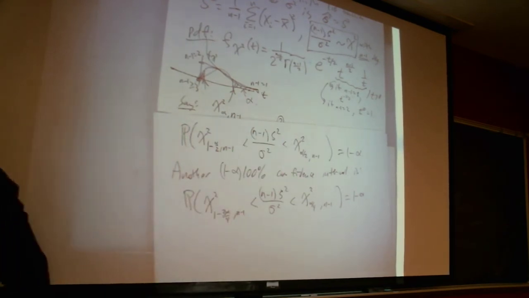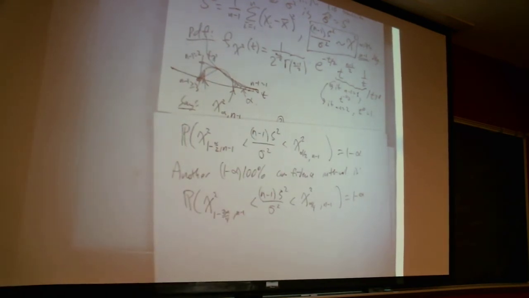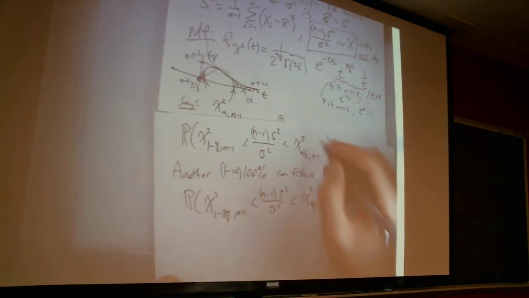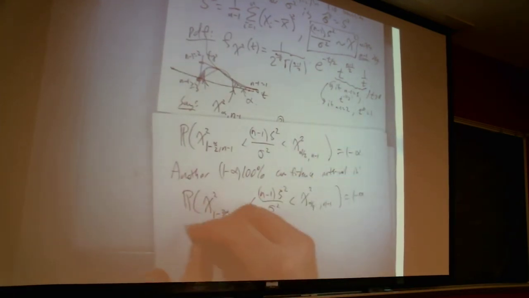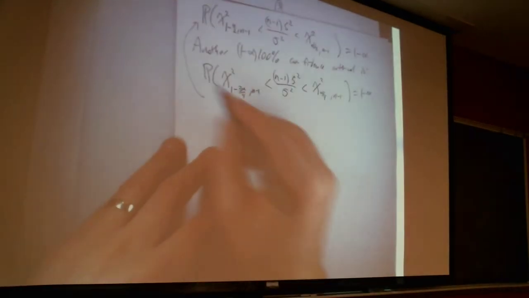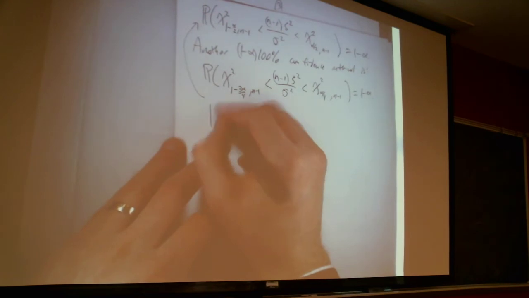I kind of understand that, but when I try to think about it as if we chose alpha as 0.05, then we had chi-square of 0.025, and then we had chi-square of 1 minus 0.025, I get kind of confused. Perfect, perfect, perfect. Let's do exactly that.